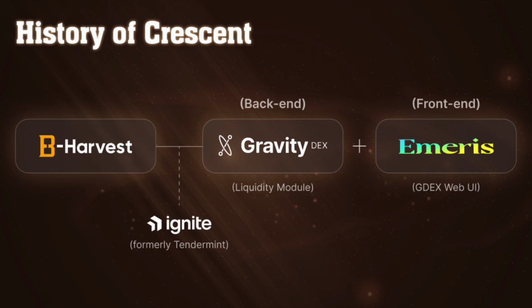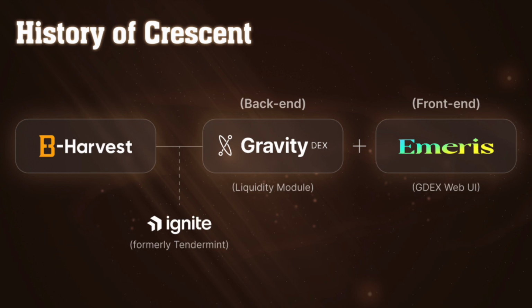GravityDEX was initially created to provide the Cosmos community with a new cross-chain DeFi experience, but the expected farming dynamics were not achieved. So I think in March 2022, a proposal to provide these dynamics by creating a new chain called Crescent was supported by the Cosmos community, and the Crescent chain was created instead of GravityDEX.